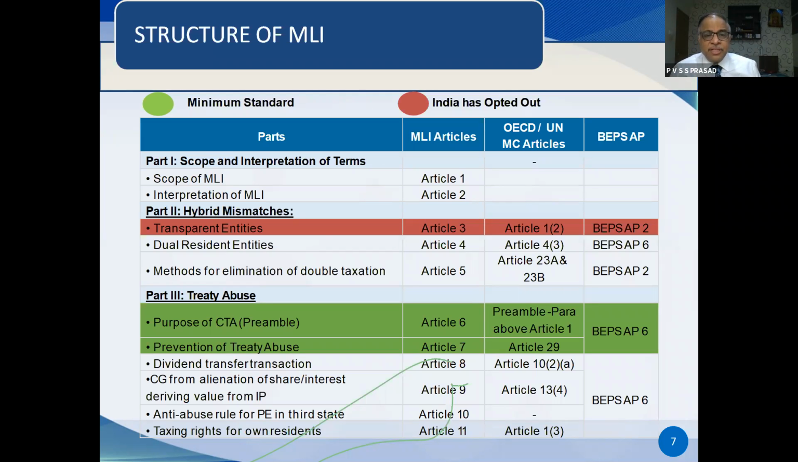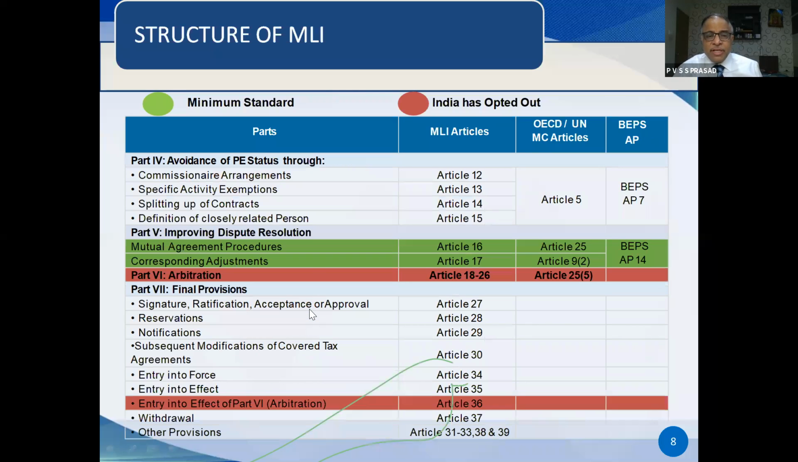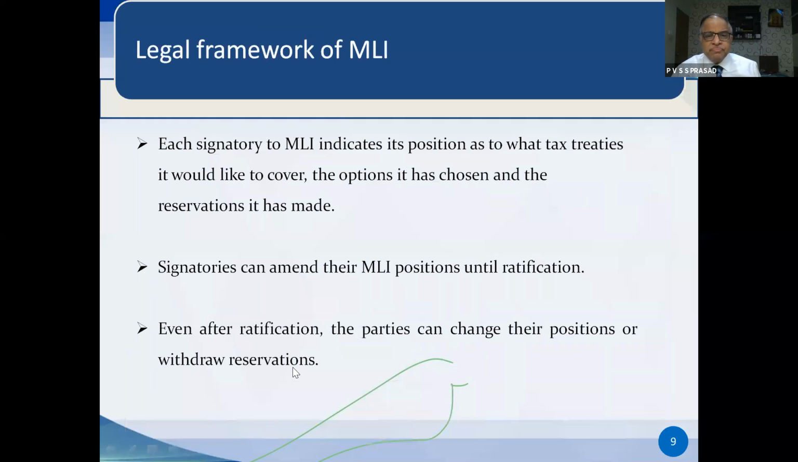And then the transparent entity, that is in the brown color, is an option, and India has opted out of the transparent because we don't have any transparent entities in India. Partnership is an opaque entity, it is a taxable entity, and also the partners, unlike what is happening in the UK. So this is how green colors are minimum standards and brown are all options. And let us get into the subject proper.